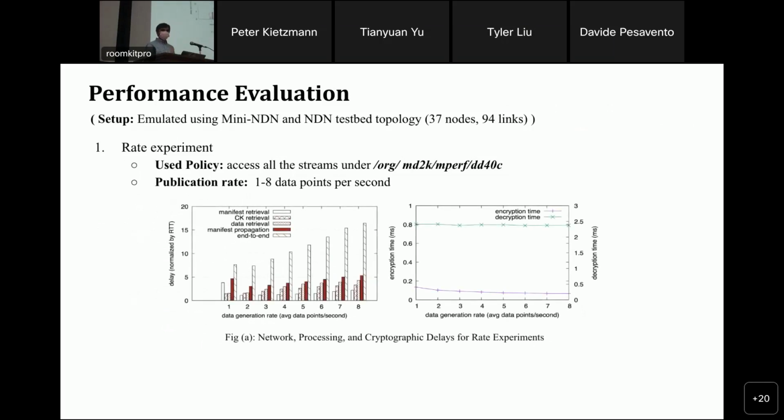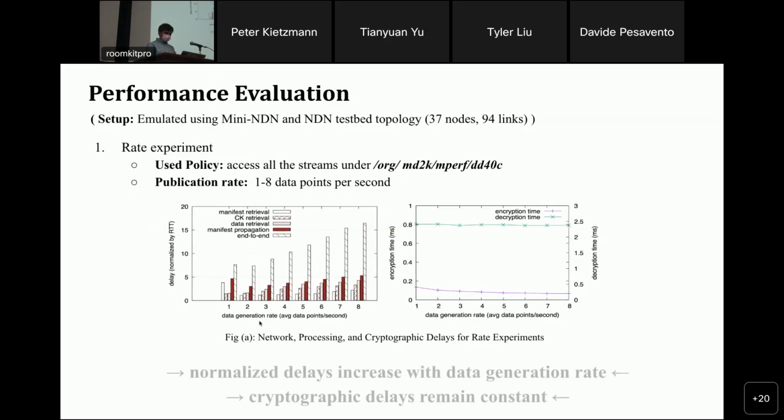In the tutorial, we demonstrated that. For our experiments, a few of the experiments that we did were rate experiments and also packet size experiments. In the rate experiments, we used a policy which basically says access all streams under some prefix. We publish 1 to 8 data points per second, and then this is the result that we found: normalized delay.